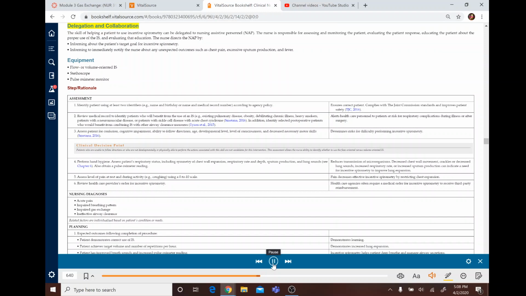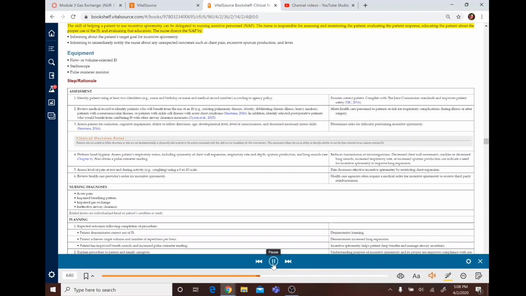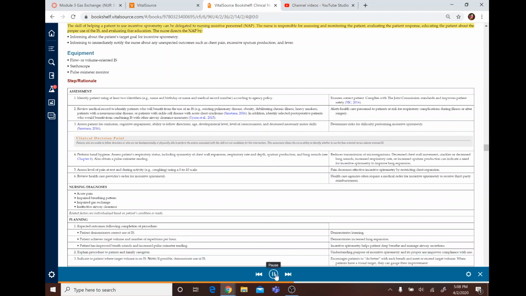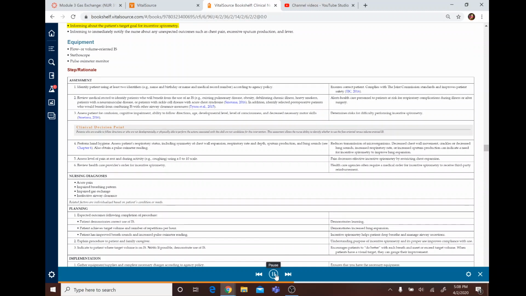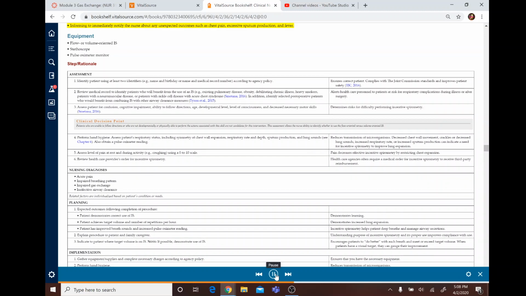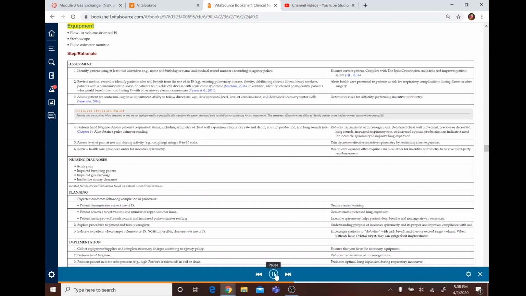Delegation and collaboration. The skill of helping a patient to use incentive spirometry can be delegated to nursing assistive personnel, NAP. The nurse is responsible for assessing and monitoring the patient, evaluating the patient response, educating the patient about the proper use of the IS, and evaluating that education. The nurse directs the NAP by informing about the patient's target goal for incentive spirometry, and informing to immediately notify the nurse about any unexpected outcomes such as chest pain, excessive sputum production, and fever. Equipment. Flow.